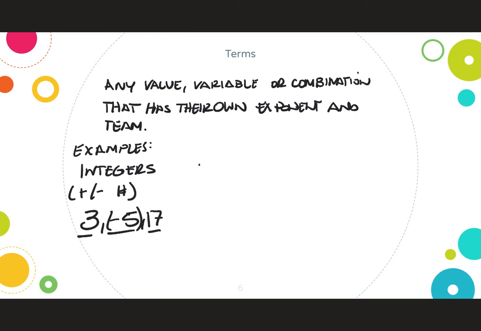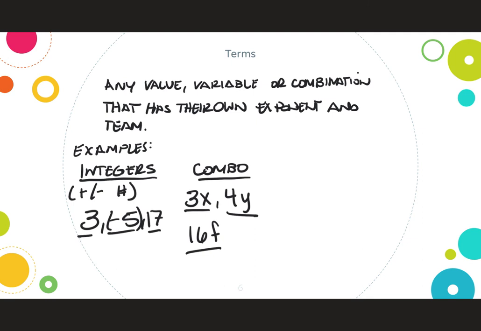A combo would be something like 3x, 4y, 16f. That puts it into its own field because 3x is different from 4y, which is different from 16f. This is all review.